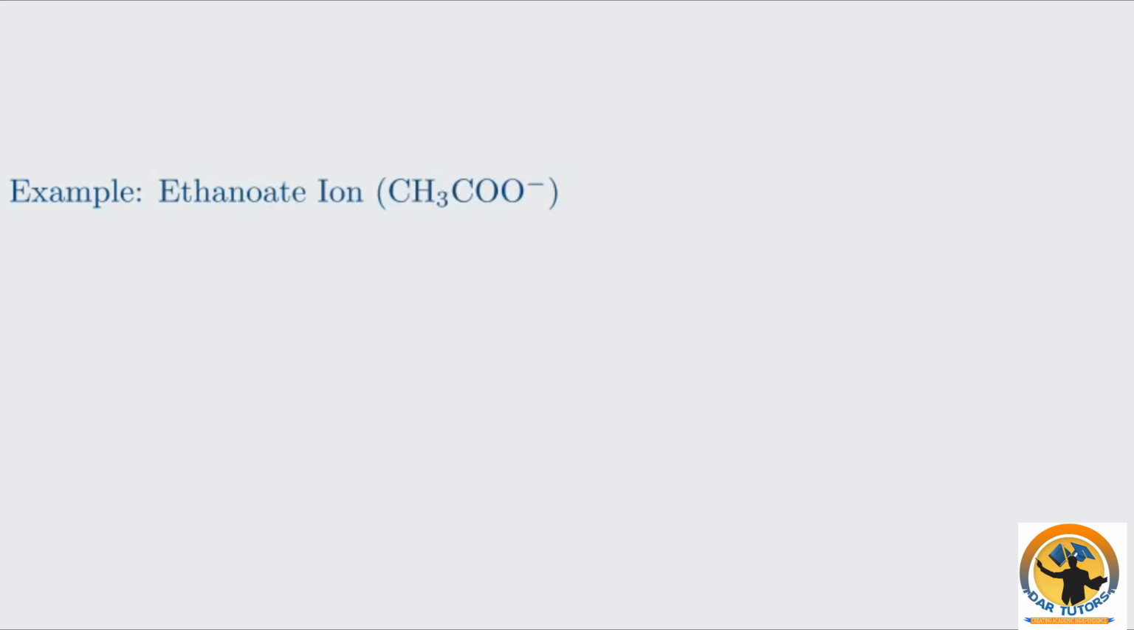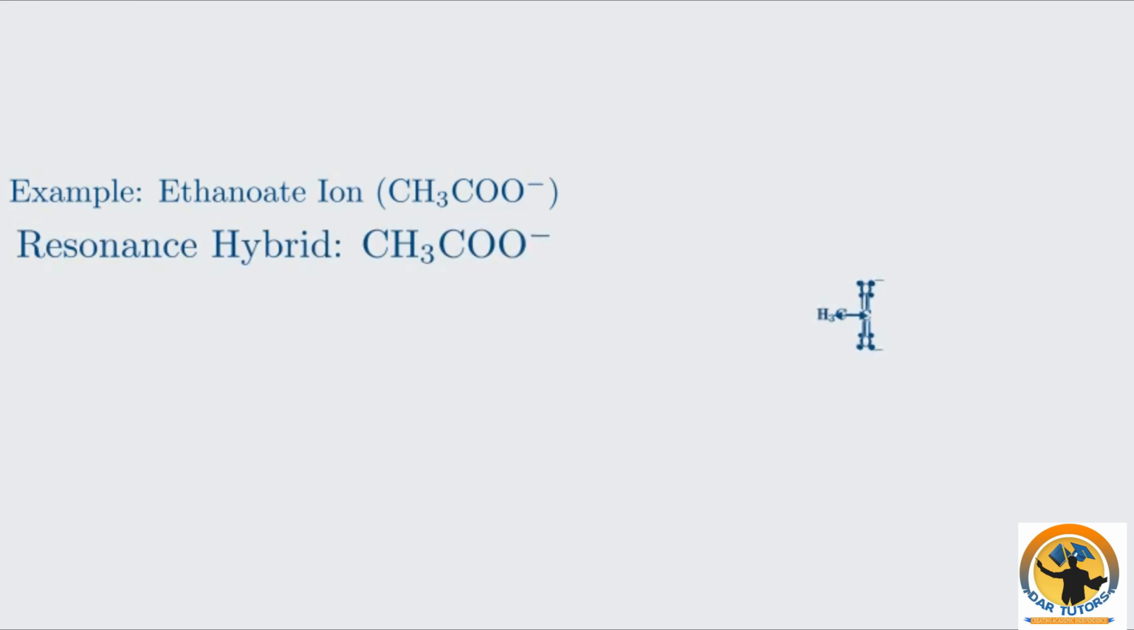Let's apply resonance to some organic chemistry contexts. First, the ethanoate ion, CH3COO⁻. In the ethanoate ion, we can draw 2 equivalent resonance structures. In one, the oxygen on top forms a double bond. In the other, the oxygen on the bottom forms the double bond. These are completely equivalent. Because they are equivalent, they contribute equally to the resonance hybrid.